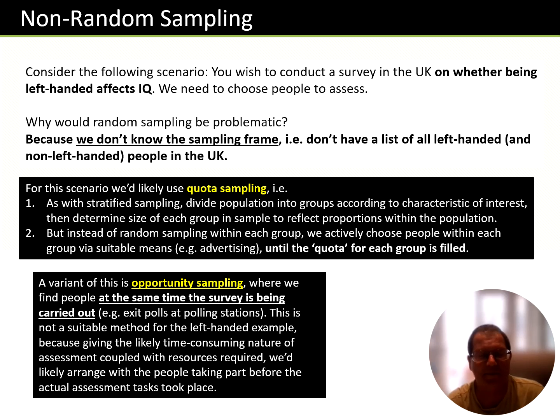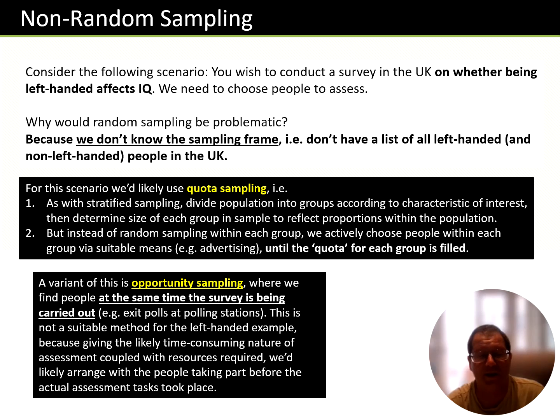As it says in the second black box, a variant of this is opportunity sampling, okay, where we find people at the same time the survey is being carried out. Now, the main difference between quota sampling and opportunity sampling is that quota sampling involves strata again, like stratified sampling, but opportunity sampling doesn't. You simply wait at the entrance to a railway station or the exit to a railway station, and you just ask people as they walk past.